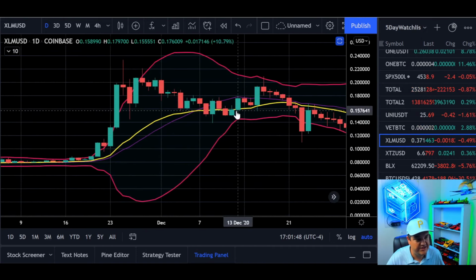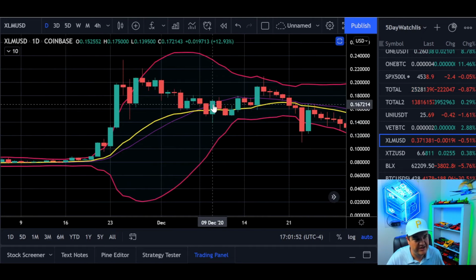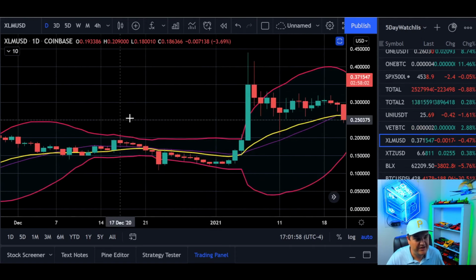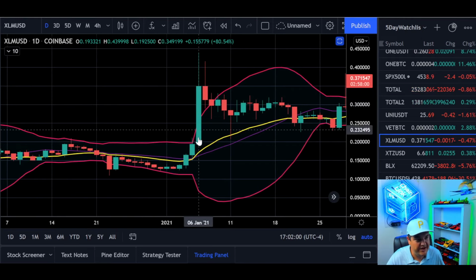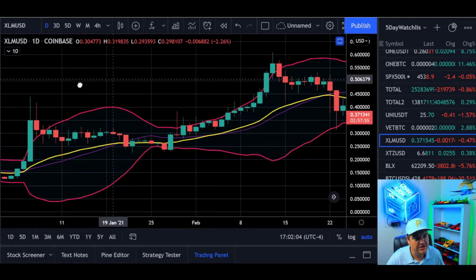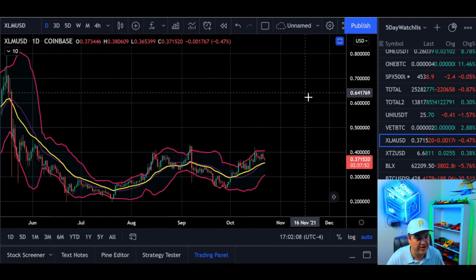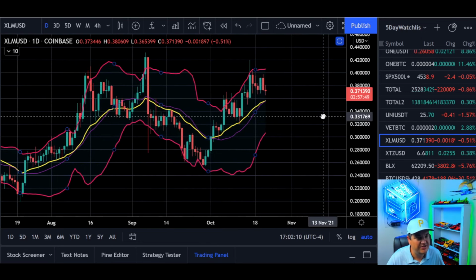If you break these levels, look at this. This is kind of your warning sign, right? You're breaking the median line. It's getting a little overheated, right? Look at that move. That's an explosive move. And then we take some more time. And then as the bands open again, look at the price action, explosive moves. So that is what you want to look for in XLM and any coin. And we're getting to that point.